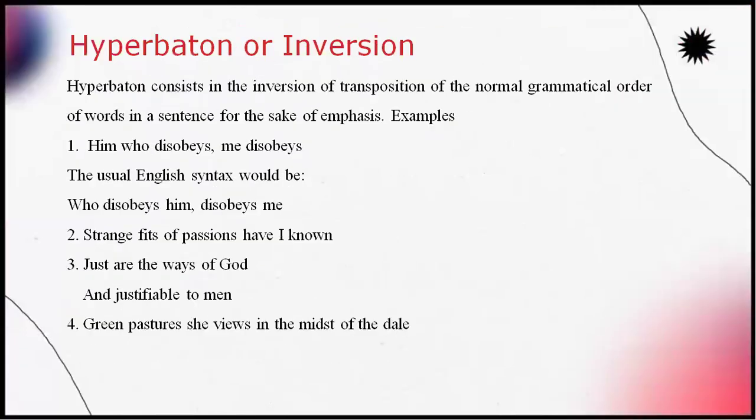Next is hyperbaton or inversion. Hyperbaton consists in the inversion or transposition of the normal grammatical order of words in a sentence for the sake of emphasis. For example, him who disobeys me disobeys.